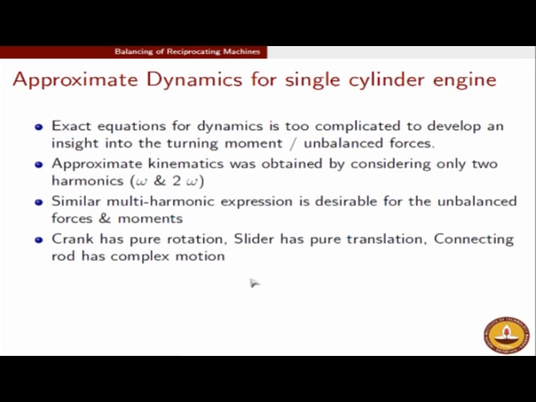Okay, so at this point we again take note of the following fact on the kinematics of our engine mechanism. The crank has pure rotation, the slider has pure translation. This part was easy, but it is the connecting rod which has a combination of both translation and rotation. That is what is referred to as complex motion. It is not to say that it is very complicated or something like that.